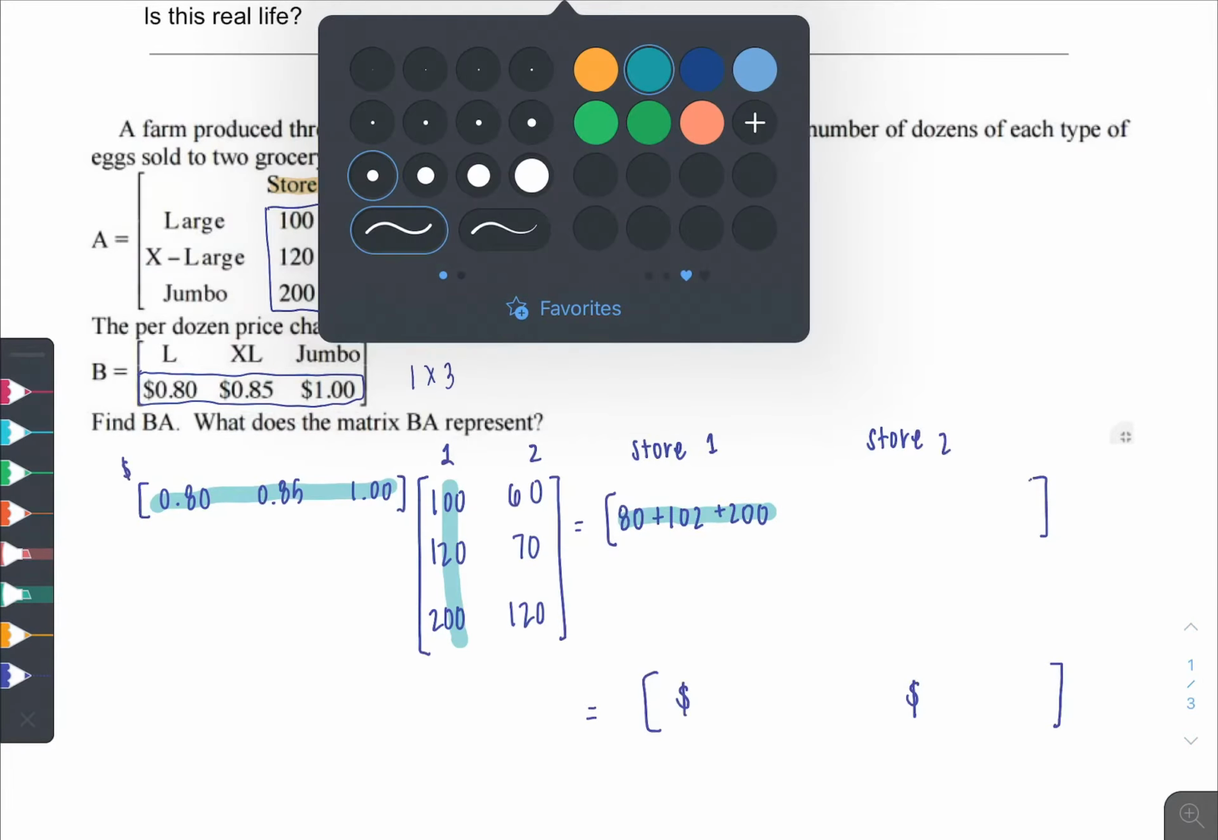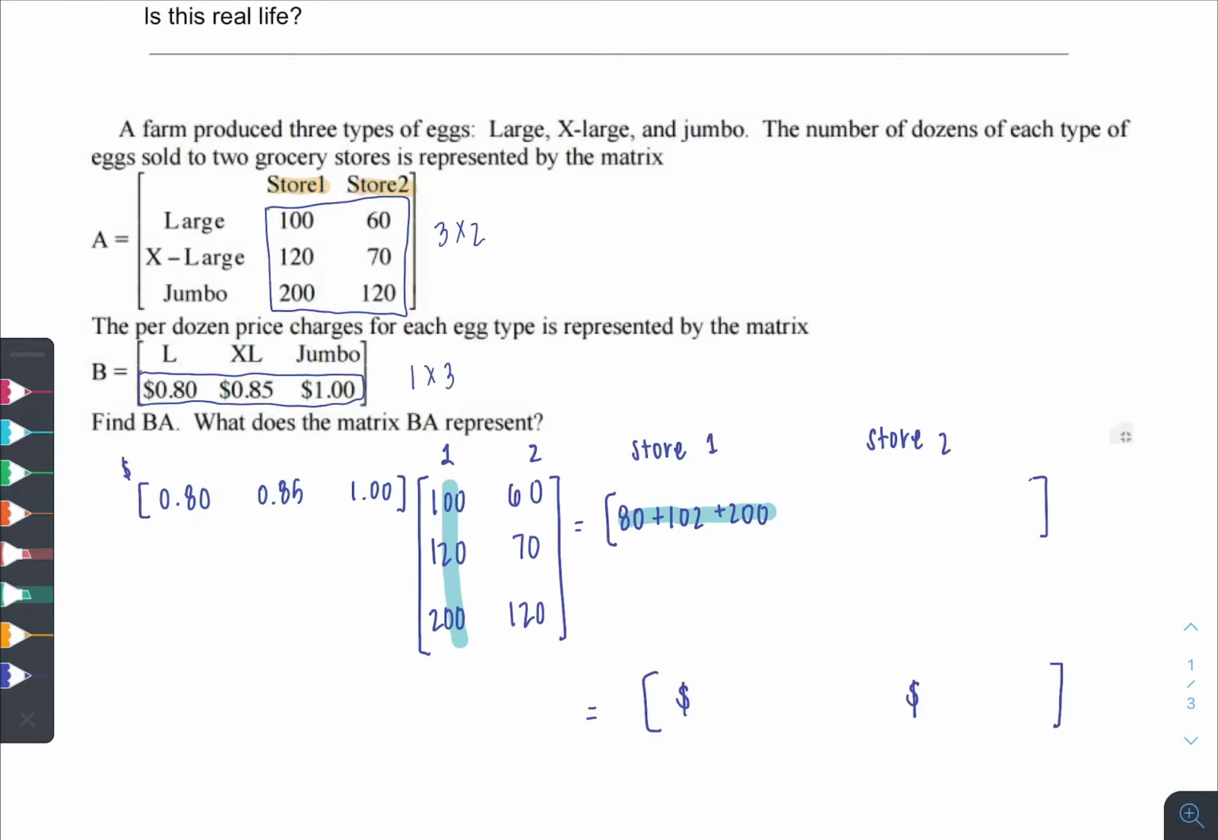Next up, we want to do our first row by our second column. And that answer will go here. So we are going to do 0.8 times 60 is 48. 0.85 times 70 is 59.5. And 1 times 120 is 120. And we're adding those together.